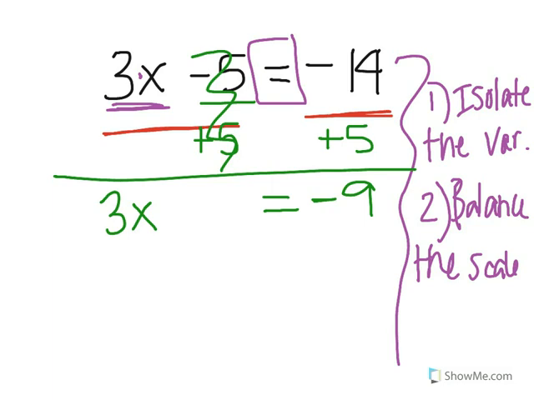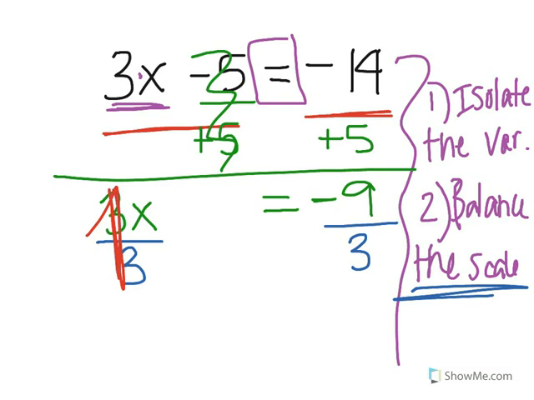The second thing I want to do in a two-step equation is undo that multiplication or division. So the opposite of times 3 is going to be divided by 3. And I need to do that on both sides. Again, I'm balancing the scale. 3 divided by 3 leaves us with just 1. 1 times x is just x, so I'm left with x is equal to, I know that a negative divided by a positive is going to be a negative, and I know that 9 divided by 3 is 3. Negative 9 divided by 3 is negative 3.